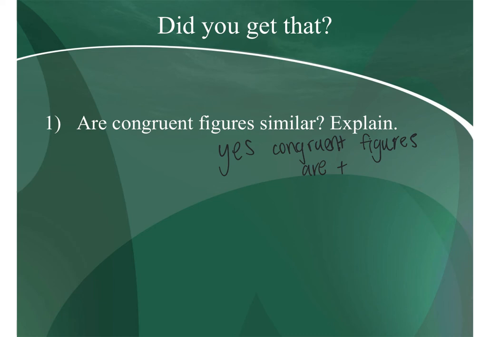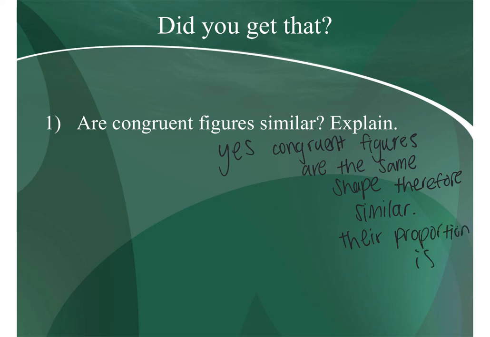So we're going to say yes, congruent figures are the same shape, therefore similar. Their proportion is 1. So congruent figures match up everything exactly. Every side is the same, every angle is the same. Their proportion is 1.